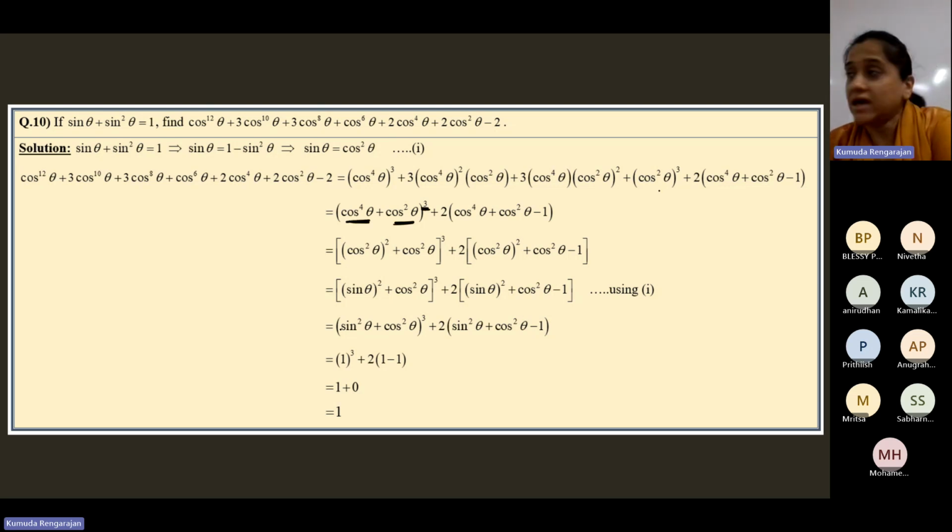And the last 3 terms, the last three terms have 2 in common, right? The last three terms have 2 in common. So I've taken out 2 common. Okay, now here, because the identities have power 2, we are fine with the power 2. We don't want power 4. Careful, we don't want power 4. So wherever the power is 4, we write it as cos square theta.